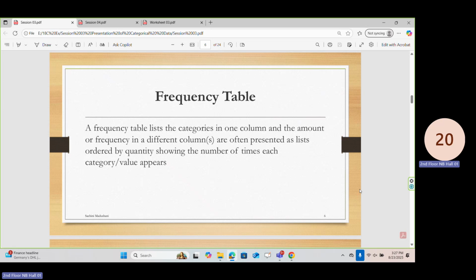Then we move into different types of table formats. The first format is the frequency table. Here, frequency means what? If you know what frequency is, tell me how we define frequency.